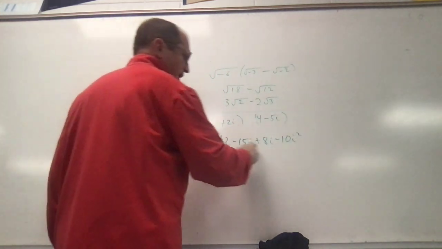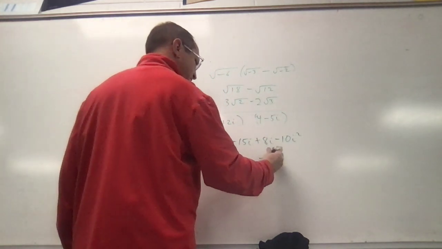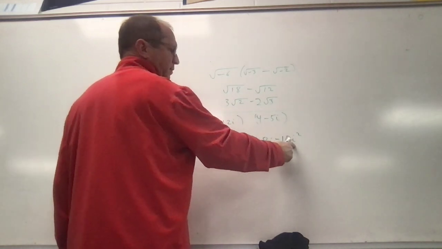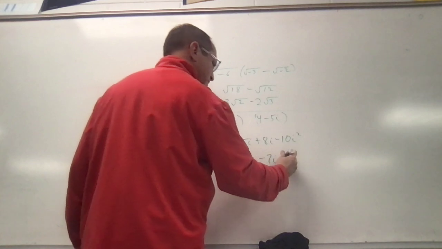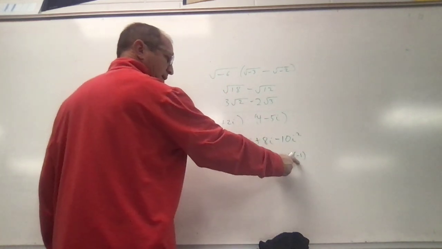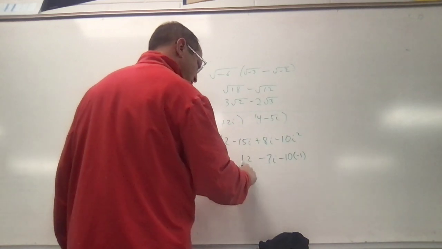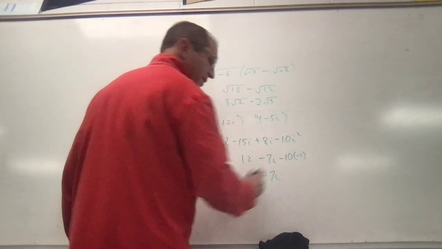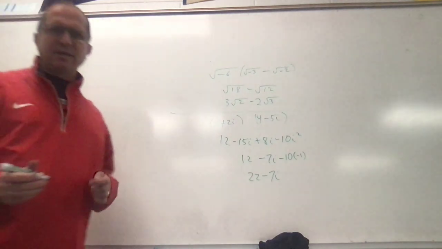Well, negative 15i plus 8i would be negative 7i. And remember what we said earlier about i squared. i squared is negative 1, so this is minus 10 times negative 1, which would become plus 10. So 12 plus 10 is 22, so we get 22 minus 7i as our solution here.